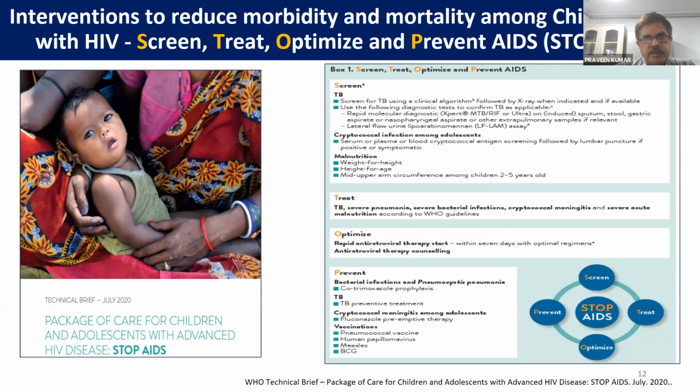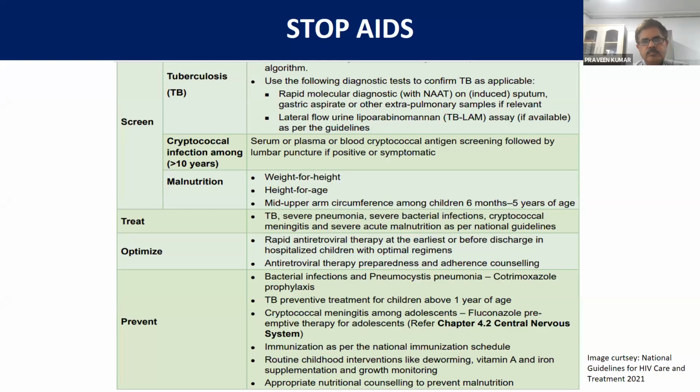And there are certain vaccinations which are recommended, and we have to ensure that these children are timely immunized with these vaccines, which are mentioned here. So for screening tuberculosis, we already have some guidance algorithm, which we have to use. And particularly in children and adults now, the focus is on rapid molecular diagnosis with NAT, which we can do on induced sputum or gastric aspirate, or if there are any extrapulmonary samples, if it is relevant. The WHO also recommends this, which is called TB LAM, but I'm not going to discuss this because this is currently not available.